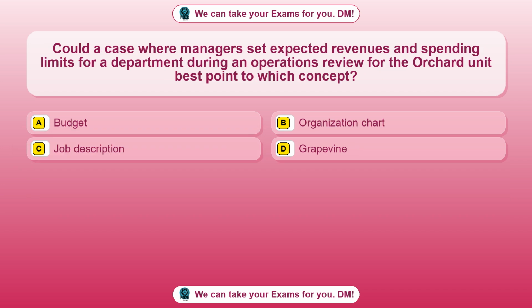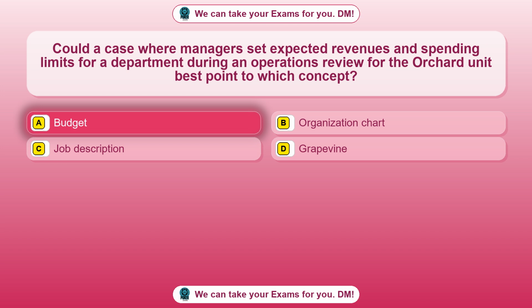Question 87. Could a case where managers set expected revenues and spending limits for a department during an operations review for the Orchard unit best point to which concept? Option A, budget. Option B, organization chart. Option C, job description. Option D, grapevine. The correct answer is option A, budget.